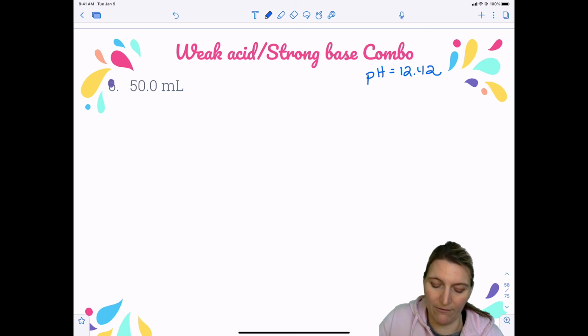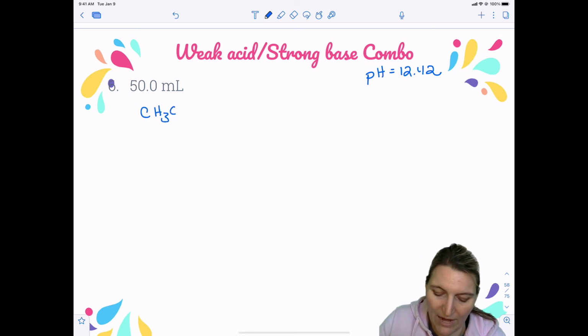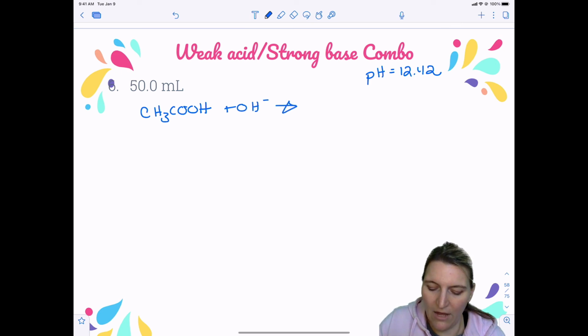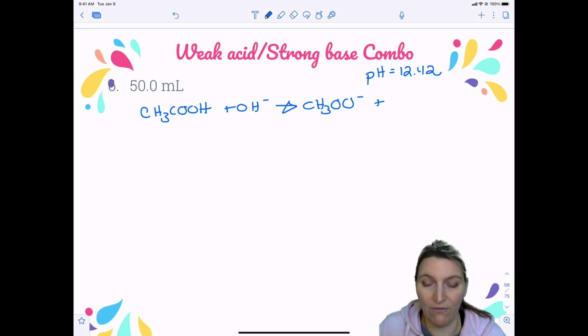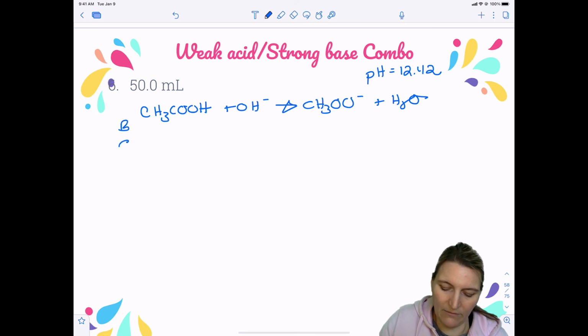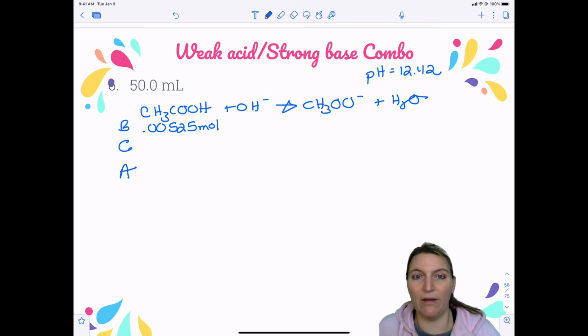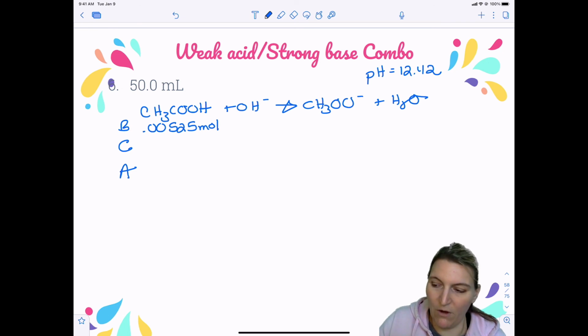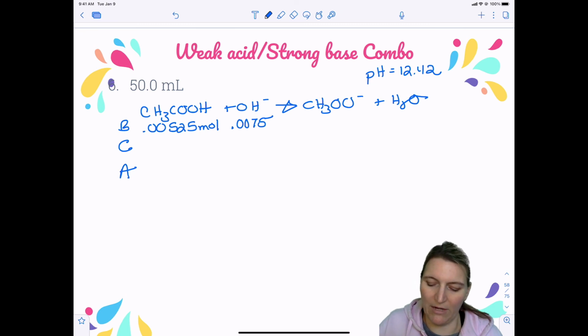Okay, I'll do it out right here though. So we would take our weak acid, we are going to add hydroxide, and we are going to make the conjugate base, or we're going to leave conjugate base left and water. BCA, we start out with our 0.0052 moles of acetic acid, and molarity times the volume for the OH minus is 0.0075 moles of OH minus now.